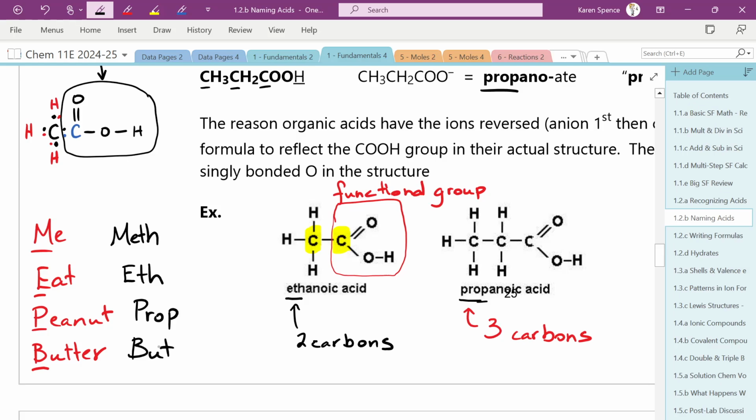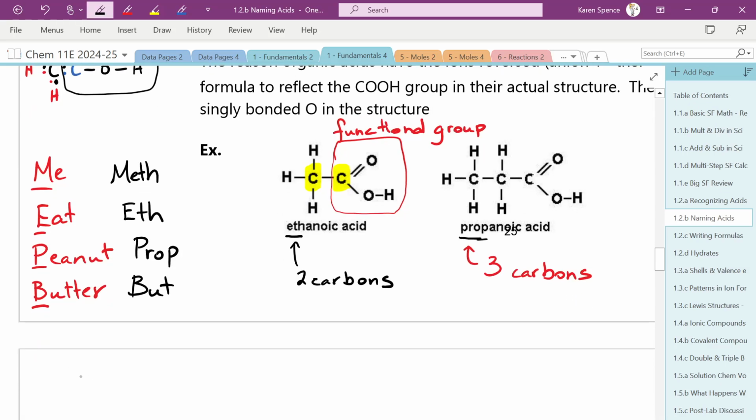Now, I haven't bothered coming up with something else to remember the other ones, because if you have mono, di, tri, tetra, what comes after that? Mono, di, tri, tetra, penta, hexa, hepta, octa, nona. Okay, and hopefully you remember those. If you don't, I'll just write them down really quick. Penta, hexa, hepta, octa, nona, deca, but hopefully those are the same as the ones that we use in regular covalent compounds.